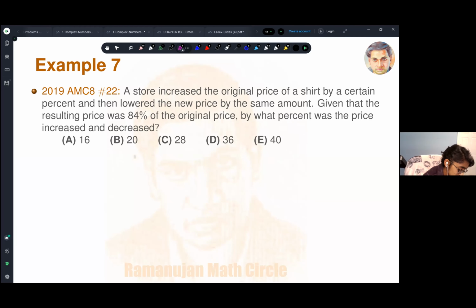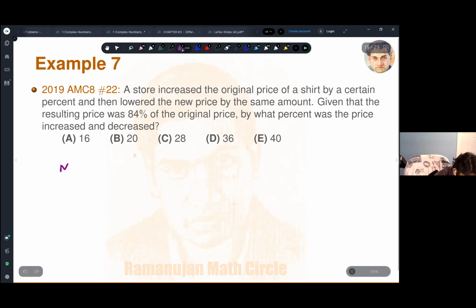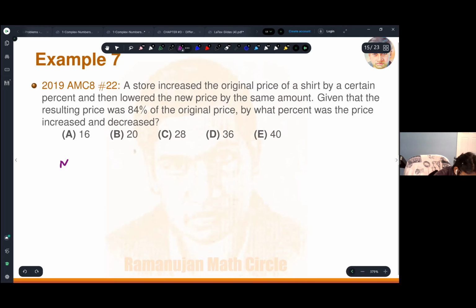Okay, so let's do this question. Let's assume that the shirt was originally, I'm just going to call it N dollars, and it was increased by a certain percent, and then it was decreased, lowering the new price by the same amount. So same percentage decrease. If you remember the formula, we're just going to go with lowercase n for the amount.